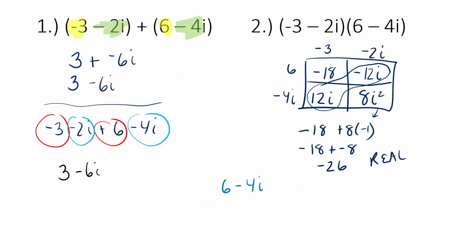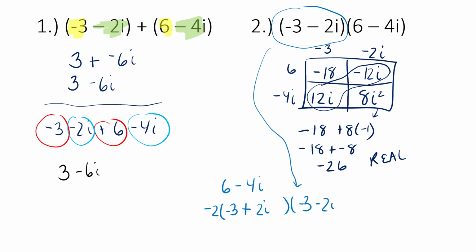instead of factoring out a 2, I am going to factor out a -2. So if I factor out a -2, we're going to pull a -2 out. You think, well, -2 times what would give me +6? That would be -3. -2 times -3 would give you +6. And then -2 times what would give me -4i? Well, that would be +2i.